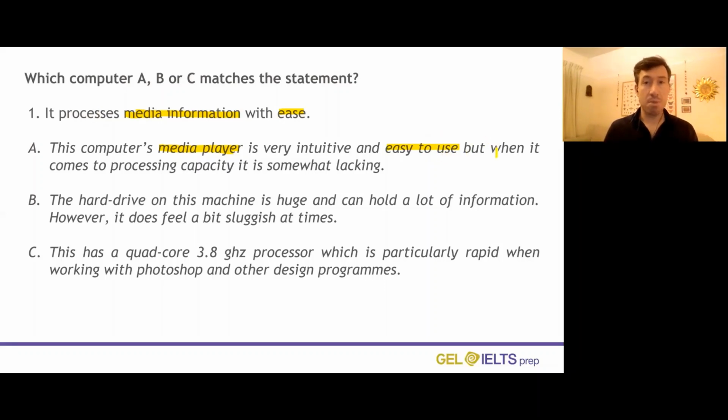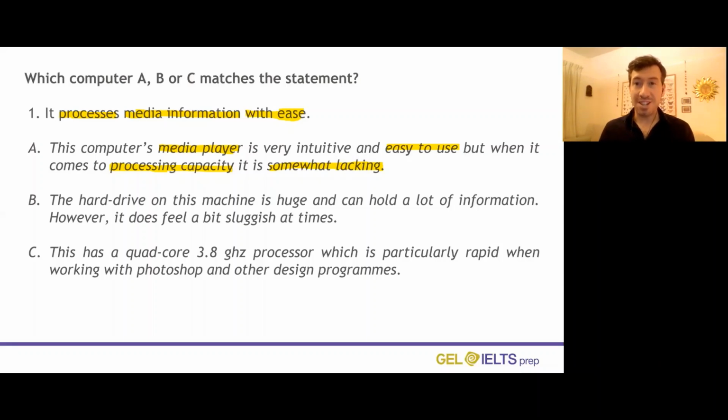So then it says, but when it comes to processing capacity, which is what we want to look at, processing. That keyword's important. It is somewhat lacking. Lacking and with ease: lacking means it's very slow. With ease means it can do it very quickly. So we can see here that if we read the full sentence, there are some distractors, but overall, it is not correct.